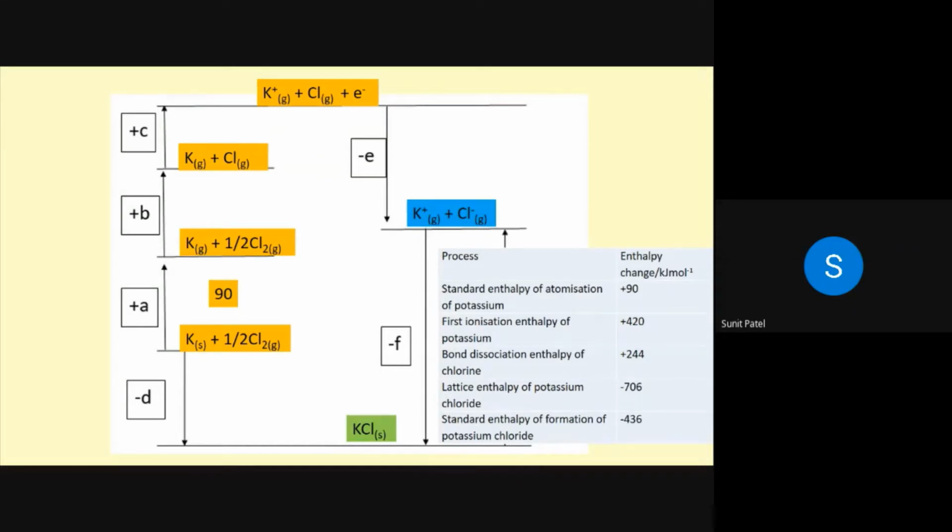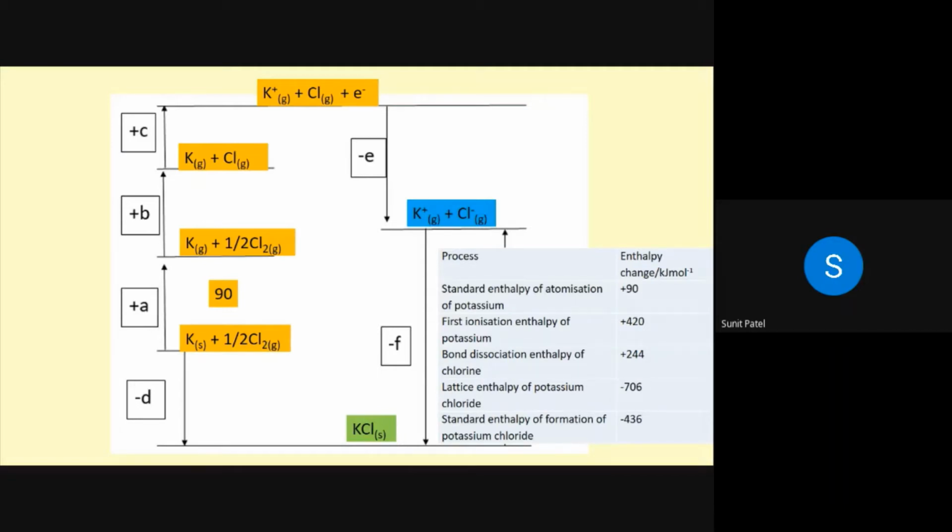Next, if we look at what's happening there, well, we've got this idea of bond dissociation, and we've got 244 kilojoules per mole. But hold on a second, which bond is being broken here? It's actually the chlorine. How many moles have I got? Because this value applies for 1 mole. I don't have 1 mole there. In fact, I've got half a mole.